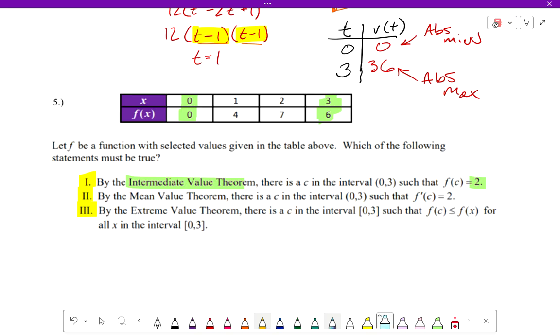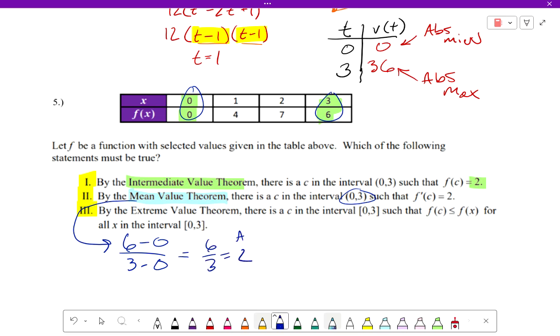Mean value theorem. What does the mean in mean value theorem stand for? Average. So when we think average rate of change, in other words, we mean two-point slope. If we go from 0 to 3, let's do two-point slope: y sub 2 minus y sub 1 over x sub 2 minus x sub 1. I get 6 over 3, otherwise known as 2. This is the average rate of change. And if the average rate of change is 2, mean value theorem says the derivative equals 2.